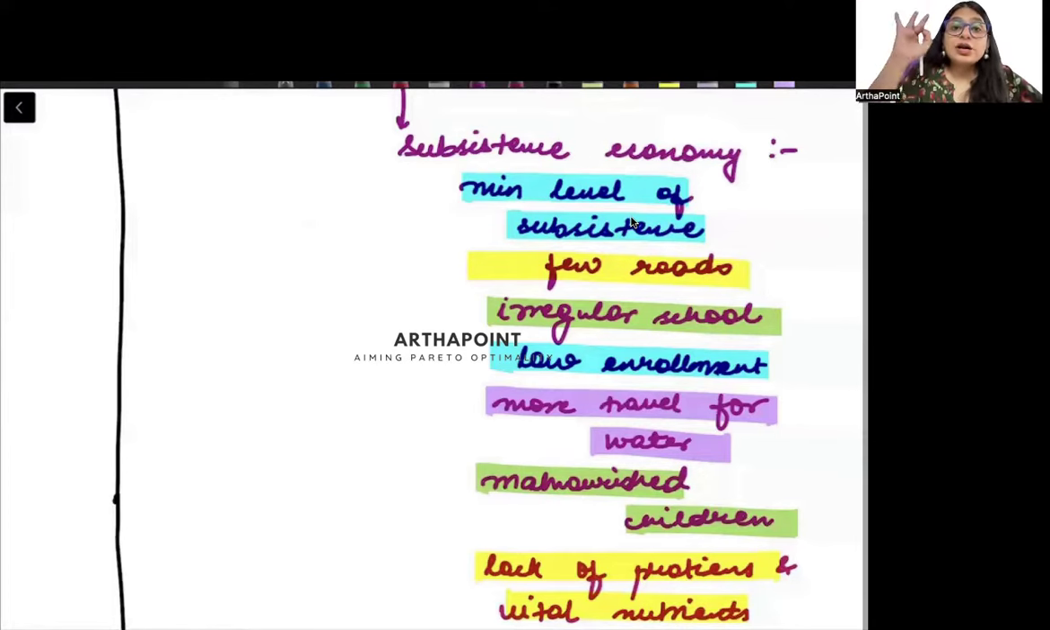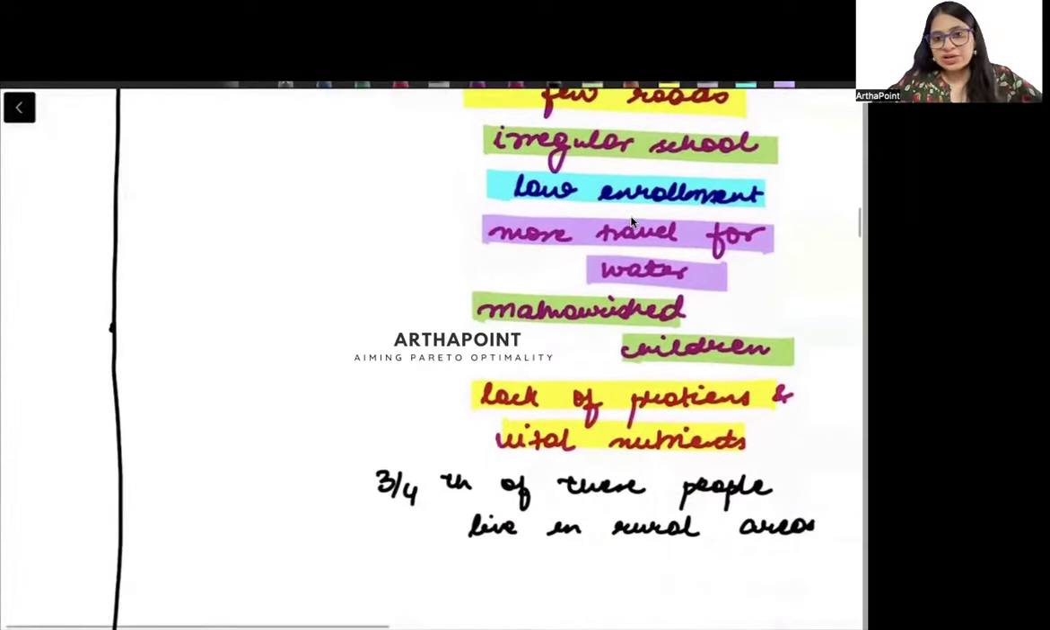So they are living with very, very few roads. Roads are not pakka roads, they are kacha roads. Houses are not pakka houses, they are kacha houses. The schools are very, very few in the locality. People send their children to school irregularly. Child employment is there, है ना? Then low enrollment rate in the schools. People don't send their children to school. More travel for water. पानी लाने के लिए they have to travel miles. Malnourished children, बच्चों के पास न्यूट्रिएंट नहीं होता, उन्हें कुछ ना कुछ इशू होता है. Lack of proteins and nutrients in the diet.